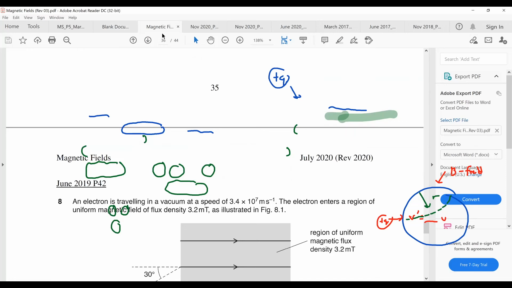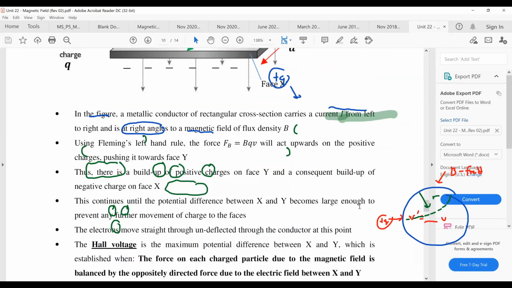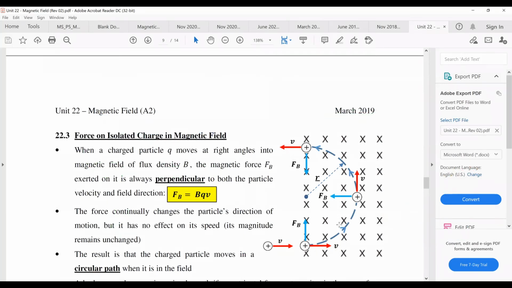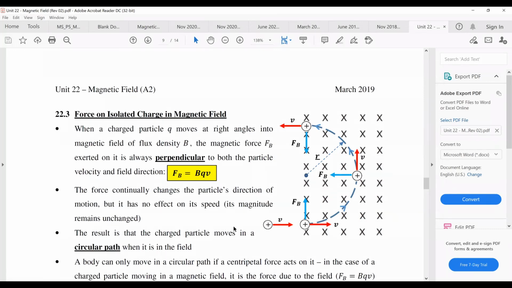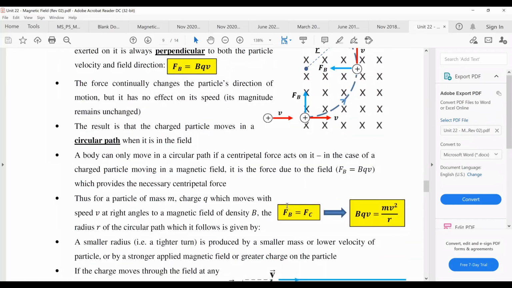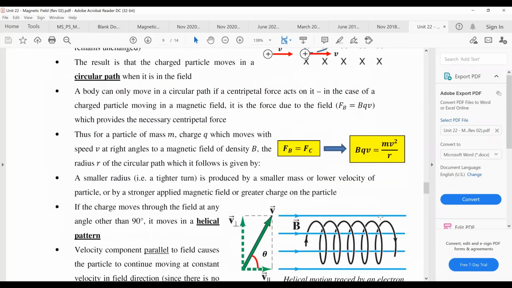Okay, for this part here, if I go back to the magnetic field chapter, right. As I mentioned to you before, if you have a charged particle that is moving perpendicular to your magnetic field, you will always be moving in the arc of a circle. You will always be moving in a circle. Where you can say FP equals FC, BQV equals mv squared over R.